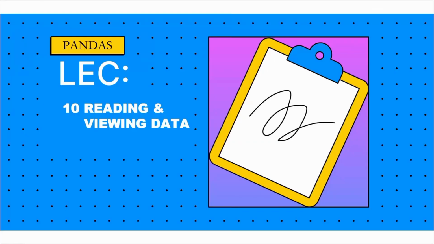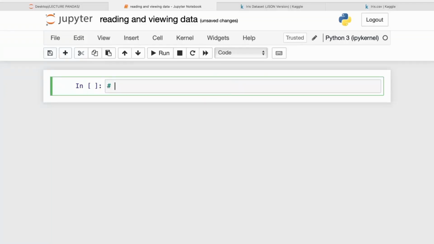Hi guys, welcome back to our course on NumPy. In our last lecture, we concluded our discussion on data frames, and in today's lecture, we are going to see how to read and view data using the functions offered by the Pandas module of Python. So let's get started. Today's topic is reading and viewing data from CSV and JSON files.